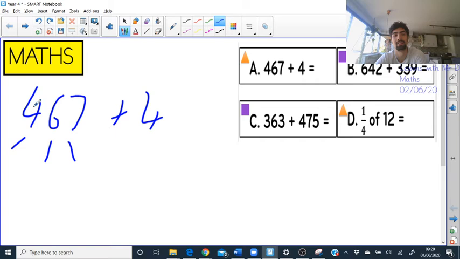And I can regroup that 10 and add it to my 10s. So I don't have 60 anymore. I now have 70. 471. Super.